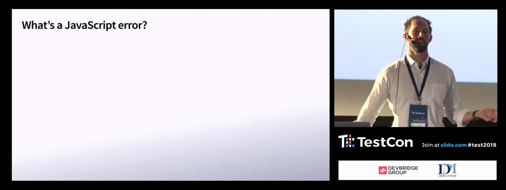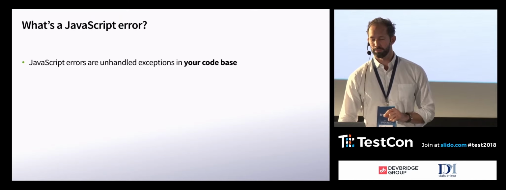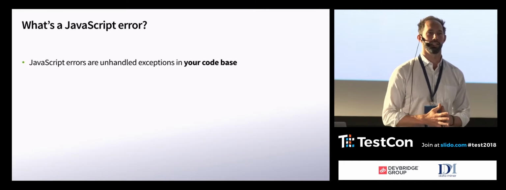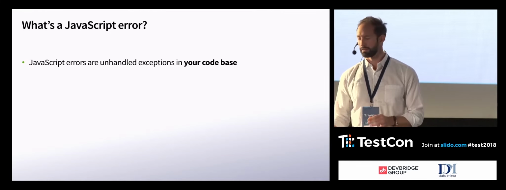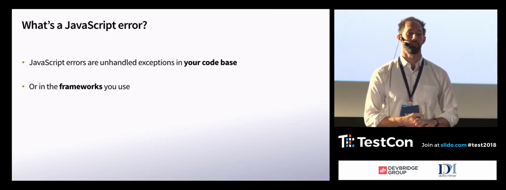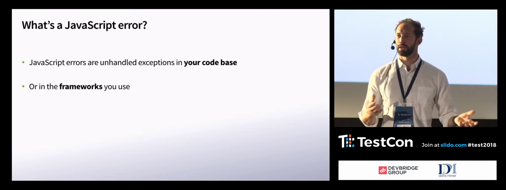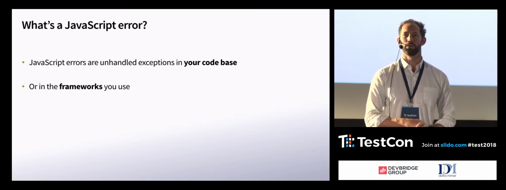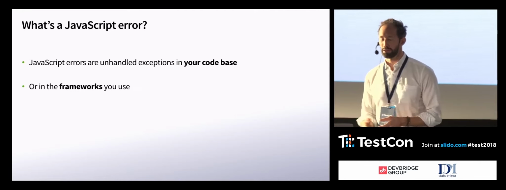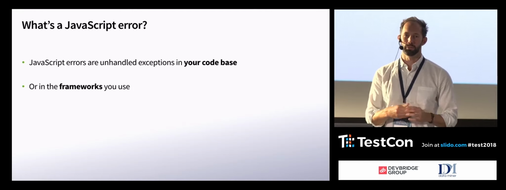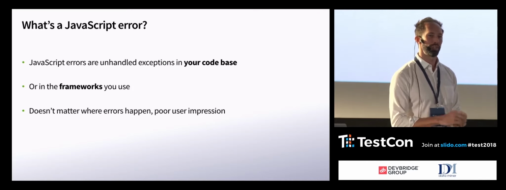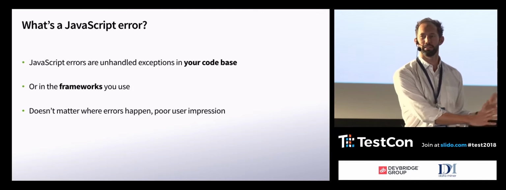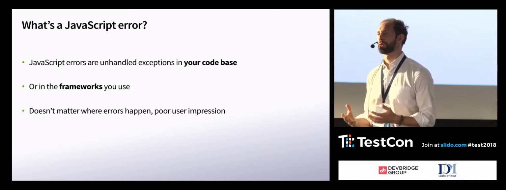So what is actually a JavaScript error? It's just unhandled exceptions in your code base, in your web app, your website, or it could be in the frameworks you use. Like I'm assuming a lot of you know Angular, React, Vue. They will also contain bugs. The browsers will contain bugs, which you have to work around. So to the end user, it doesn't really matter. If there's a bug, whose fault it is doesn't really matter so much. They will have a poor impression.